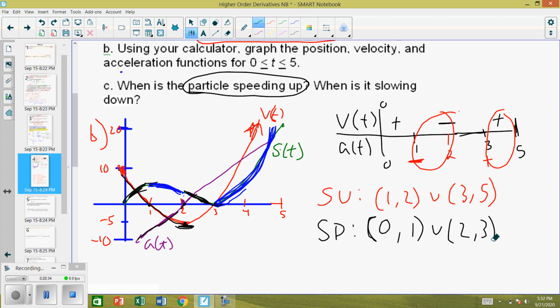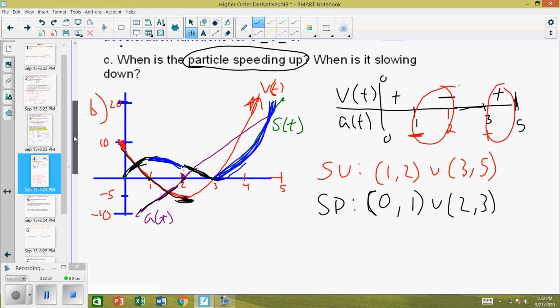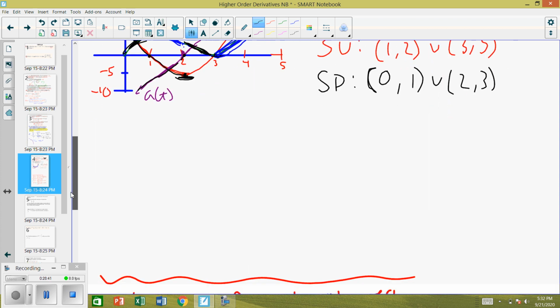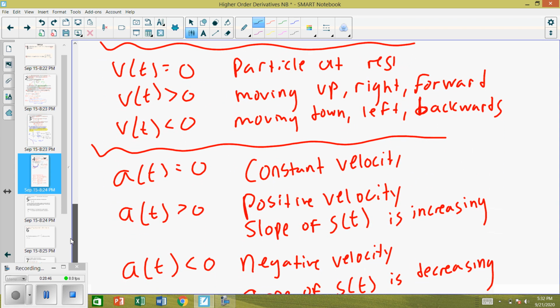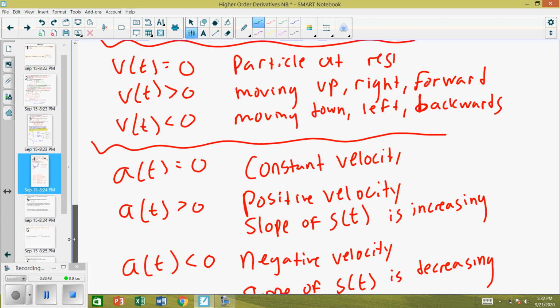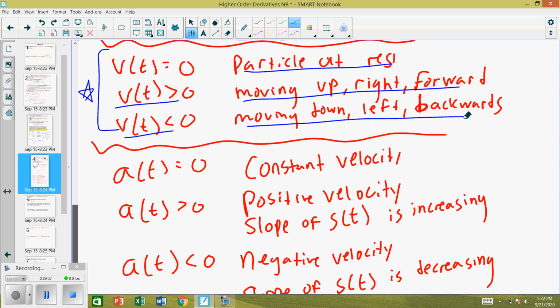I will leave you with a summary of everything we know about velocity and acceleration right now. We've already written this stuff down, but I encourage you to pause the video and write this stuff down again. We've already discussed this piece in a previous lesson. We know what happens when V of t is 0, greater than 0, and less than 0. It's at rest when V of t equals 0. If it's greater than 0, we're moving in the positive direction. And if it's less than 0, we're moving in the negative direction.